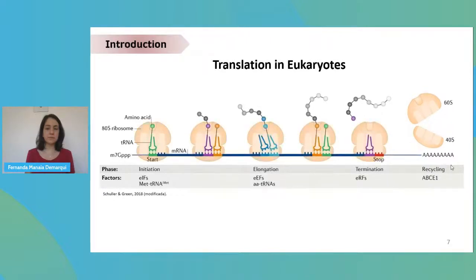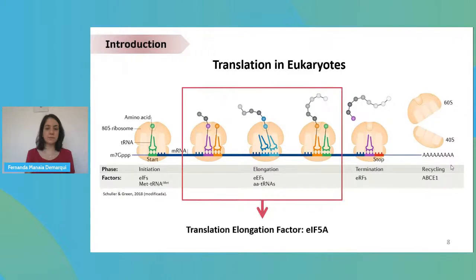The protein that we will focus on in this work is related to translation elongation and is an elongation factor. It's called eIF5A. Some of you may think, isn't this an initiation factor? But there is an explanation. eIF5A was first described as an initiation factor, but nowadays it is well established that eIF5A actually works during translation elongation.